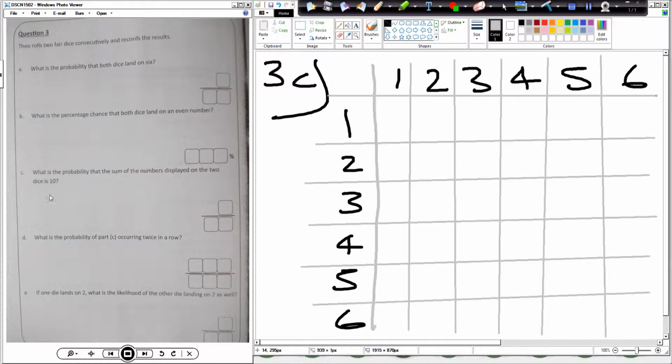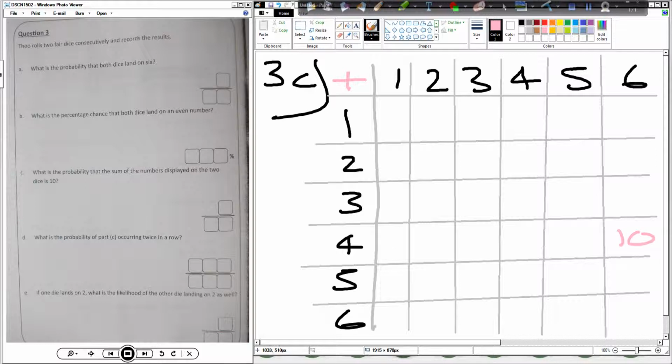Okay, now, question 3 says, what is the probability that the sum of the numbers displayed on the 2 dice is 10? So we have to now look, where can we get a 10? Well, 1 and 1 doesn't give us, so we've got to add them up. We'll add up these numbers, so where do we get 10? So 1 add any of these numbers doesn't give us a 10. No. 2 add any of the numbers doesn't give us 10. 3 add nothing. No. What about 4 add 6? Yes. So you get 10 when you do 4 add 6, and 5 add 5, and 6 add 4.